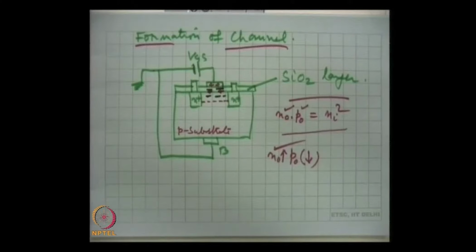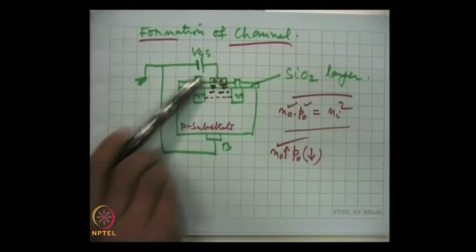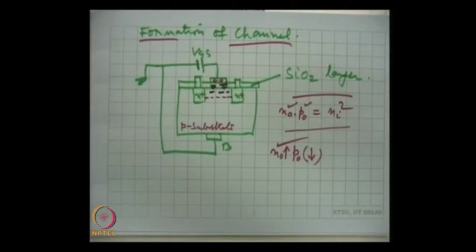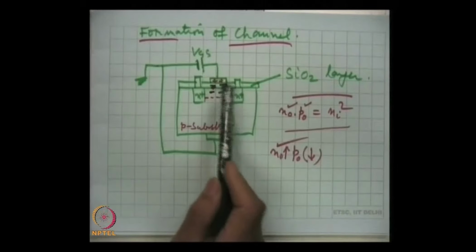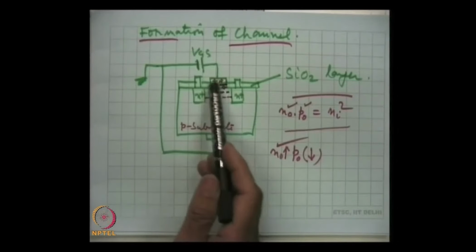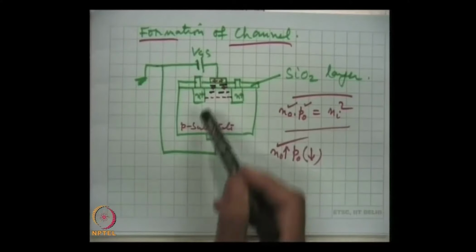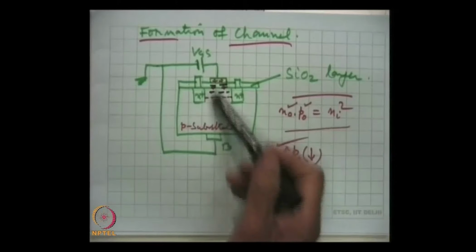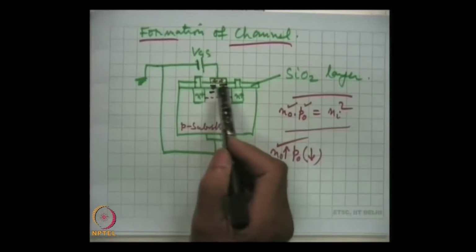I repeat, how we get it? Positive voltage at the gate electrode polarizes the dielectric, and on the surface in contact with the electrode there will be negative charges, and on the opposite side which is in contact with the surface with the substrate, P substrate, the positive charges will repel holes from here, and hole repulsion implies that the electrons from the other parts of the substrate will rush to this region and some electrons will be there.